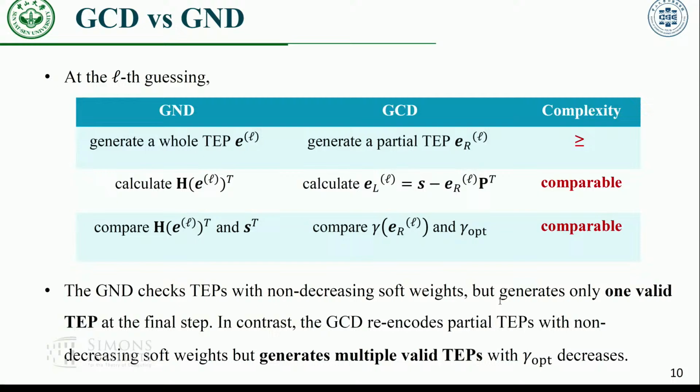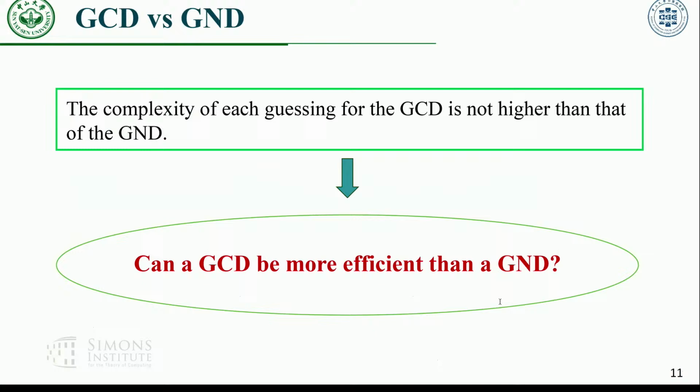The GND checks TEPs with non-decreasing soft weights, but generates only one valid TEP. And the GCD re-encodes partial TEPs with non-decreasing soft weights, but generates multiple valid TEPs. So this may find other applications when list decoding is required. So the complexity of each guessing for GCD is not higher than that of GND. So can GCD be more efficient than GND?